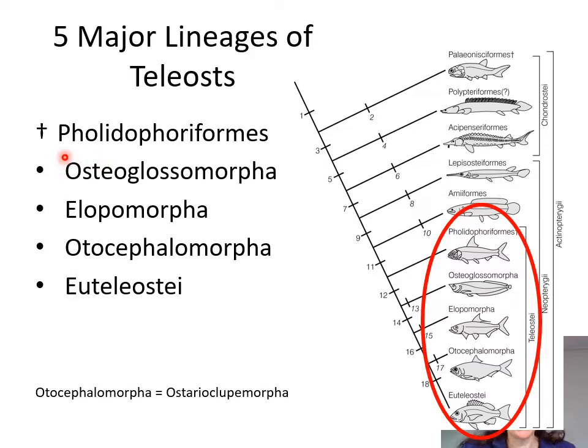We don't know that much about the extinct one, but we do have to mention it because it is considered to be a true teleost, and those are the Pholidophoraformes. But we also have our 4 other major groups, our osteoglossomorphas, our alapomorphas, our autocephalomorphas, which are also referred to as the astereoclupiomorphas, and the Euteleostii.